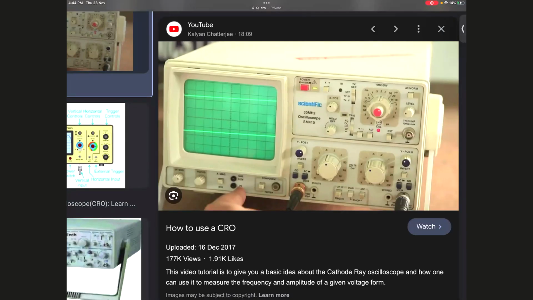So what you see here is your CRO, okay? Do you see the number of knobs out there? সবগুলো function আছে, আমাদের কোনটা লাগবে না। আমরা কাজ করব এইটা দিয়ে, this one. And do you see what's written at the top there? Time / division. What does that mean? The time represented by each division on the screen.